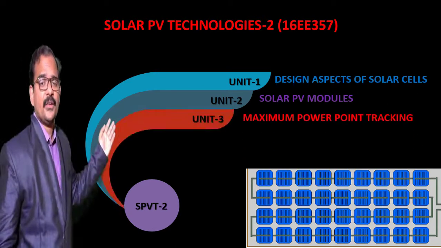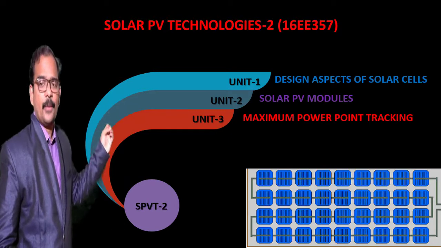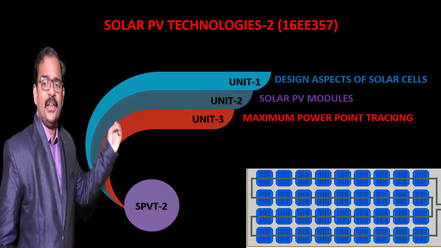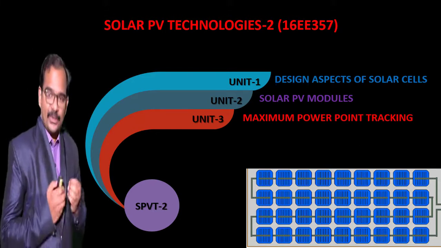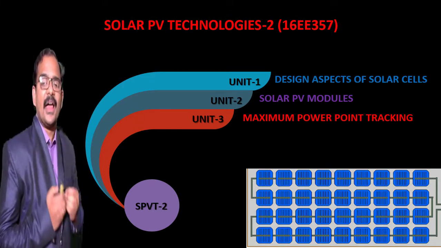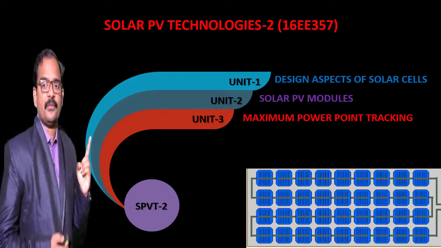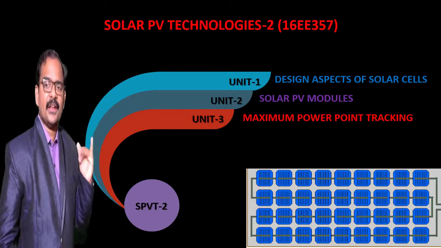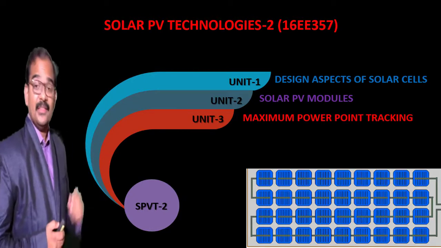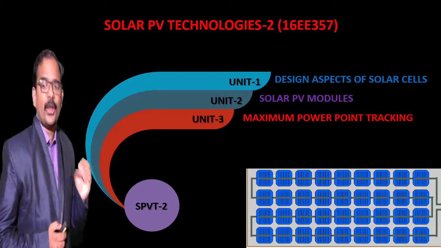And in the third unit, we have discussed about maximum power point tracking algorithms. We have seen what is a maximum power point tracking and why it is required, and then we have seen different algorithms like fixed voltage method, fractional short circuit current method, fractional open circuit voltage method, pilot cell method, perturb and observe algorithm, and incremental conductance algorithm. And then we have seen the mechanical tracking.